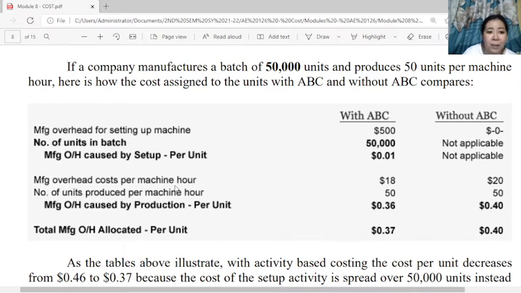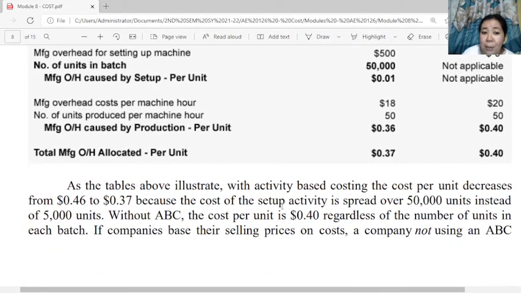For manufacturing overhead cost per machine hour, for ABC, we used 18. In traditional, we used 20. We will divide it by the number of units produced per machine hour. So 18 divided by 50 is 0.36, and in traditional, that's 20 divided by 50, it's 0.40. So this time, the total manufacturing overhead allocated per unit with ABC is only 0.36, and for traditional, it's 0.40.